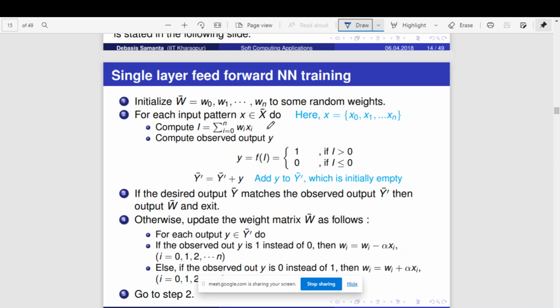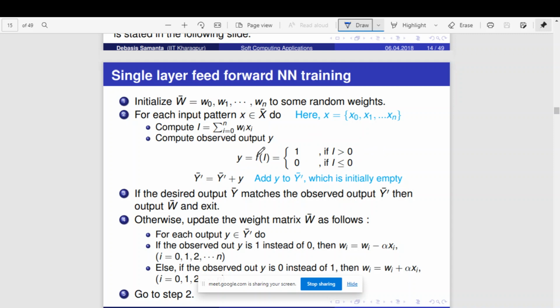With those random weights, sigma wixi will be calculated for every neuron, and accordingly the output y will be decided. If it is above a threshold limit, it will be 1, otherwise it will be 0. Here we are considering 0 as the threshold limit. If this value is greater than the threshold, it will be 1, otherwise 0. That is what is called y, and this y is an observed output for one input.